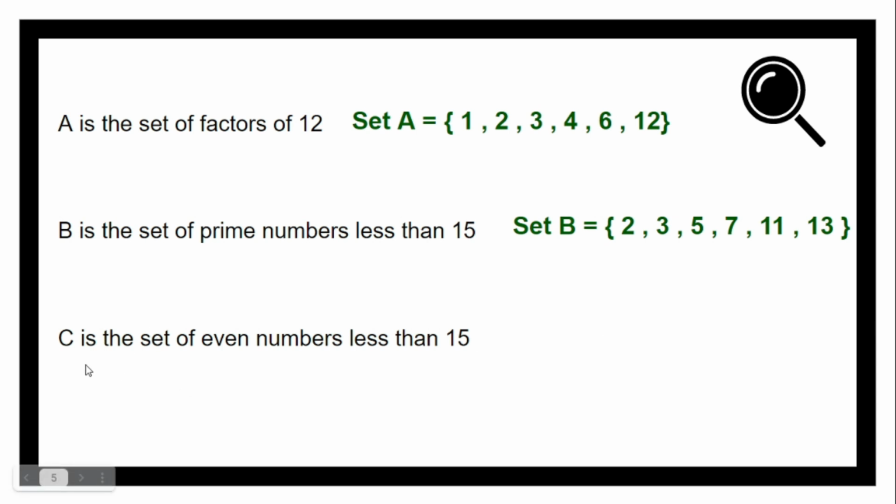Okay, so let's have the last, which is set C. Set C is the set of even numbers less than 15. Pag sinabi naman nating even numbers, those are the numbers divisible by 2, correct? When we divide by 2, makukuha pa rin natin is whole number. At hindi natin ililista lahat ng even numbers, but it must be less than 15 lang. So our set C are 0, 2, 4, 6, 8, 10, 12, and 14.